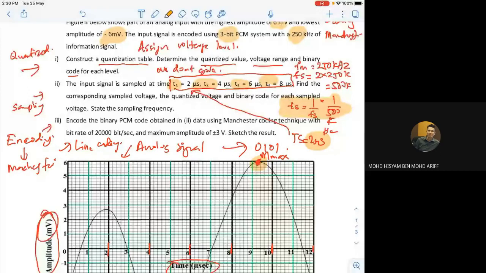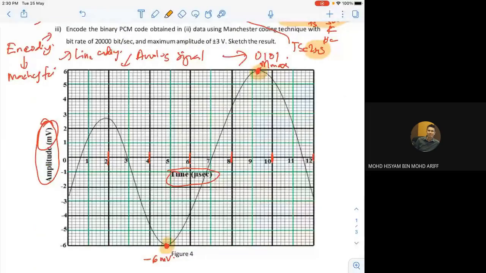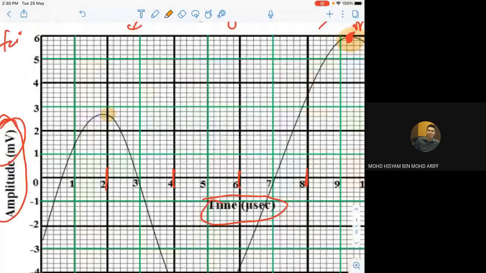Now we go to T1, every 2 microseconds. Remember why we need to build the quantization table: because we want to assign the level of the analog signal. Every 2 microseconds. Now I zoom in at 2 microseconds. Read the value at 2 microseconds. What is the value you get? Give me the value there.